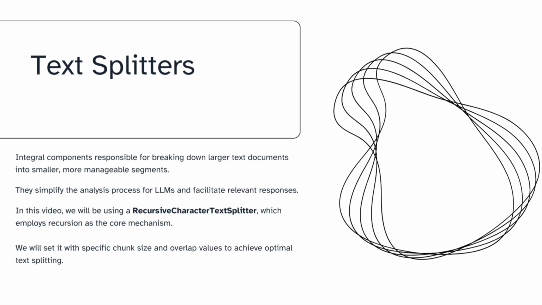Text splitters are integral components responsible for breaking down larger text documents into smaller, more manageable segments. This functionality significantly enhances the efficiency of large language models in processing inputs. The choice of a text splitter depends on the specific model requirements and data nature, with considerations such as sentence or paragraph level segmentation. In this video, we'll be using a recursive character text splitter, which employs recursion as the core mechanism to accomplish text splitting. We will set it with specific chunk size and overlap values to achieve optimal text splitting.